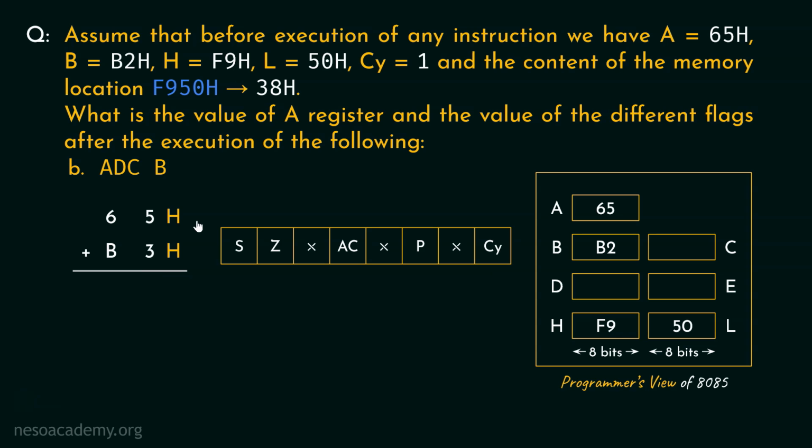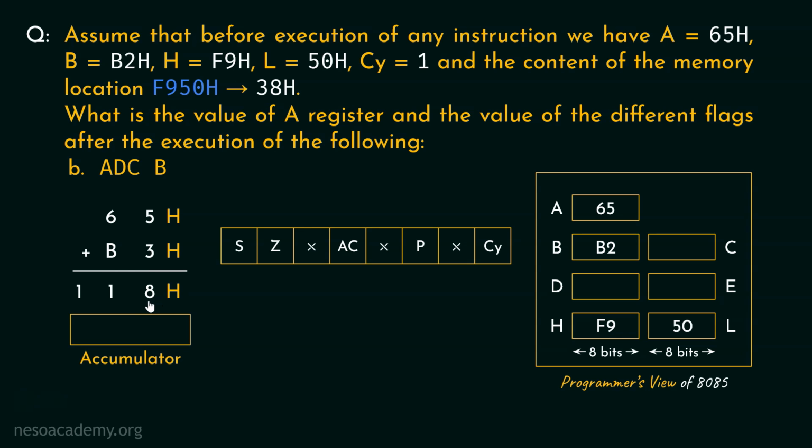Now let's perform the addition. Adding 5 with 3, we will obtain the result 8. Now 6 added with B, that is 11 in decimal, we will have the result as 17. Now think about it. In case of hexadecimal, 15 is F. So 16 is going to be 10 and 17 will be 11. So we will get the result as 11. Now notice, it's a 3-digit hexadecimal number. But within the accumulator, we can only store 2 digits.